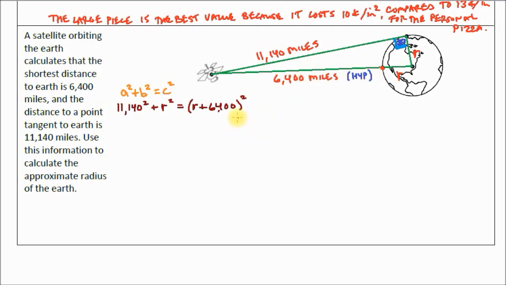Now this looks complicated, class. The cool part is that you've already learned all these math abilities. Let's go ahead and solve this equation for r. Now I can go ahead and square 11,140.